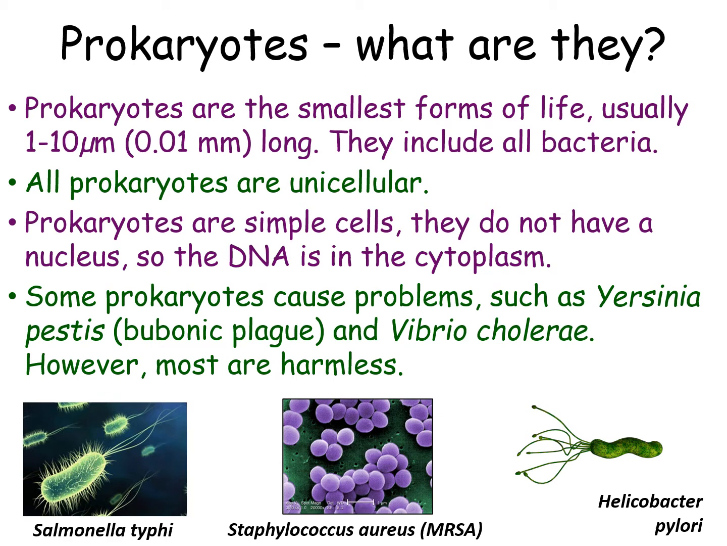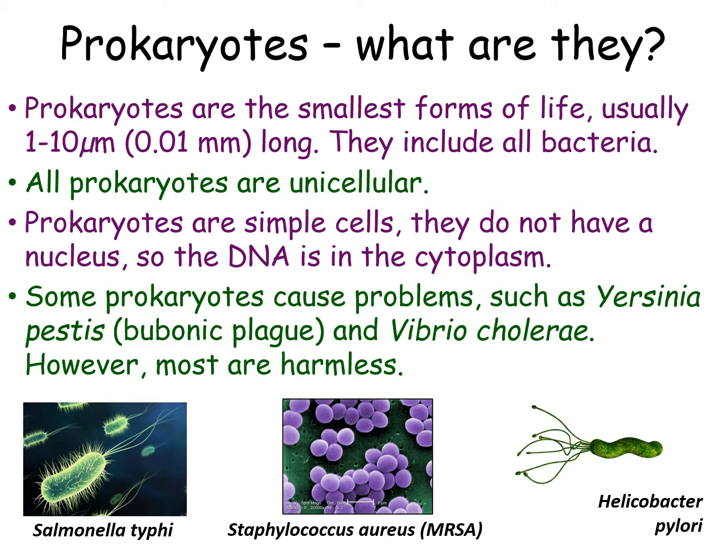Many prokaryotes cause problems, such as the bubonic plague, as we've just seen in this particular example. Yersinia pestis caused the plague, and Vibrio cholerae causes cholera. However, many of them are harmless, and actually a lot of them are very good for us. We need to have bacteria in our gut, for example, to help us digest a range of different foods.